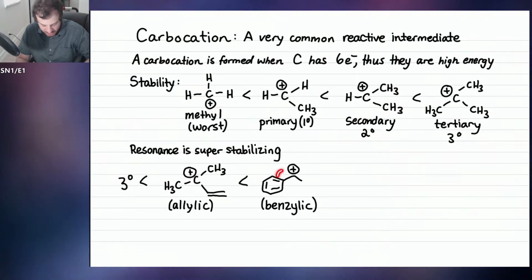There are a lot of resonance structures possible. You can move this pi bond, you can move that pi bond, you can move that pi bond. So it's like allylic, super allylic. There's something even more stable than benzylic.